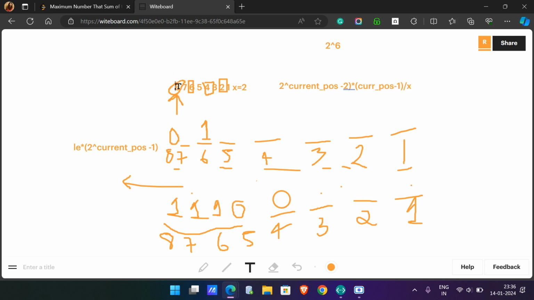Like if I am standing at 8, then how many valid positions I am having is 8 minus 1, that is 7 by 2, that is 3, so 6, 4, 2 are the valid ones. So that is okay. So for the right one, this is my thing, and for the left one, this is my thing. This is for the left, this is for the right.